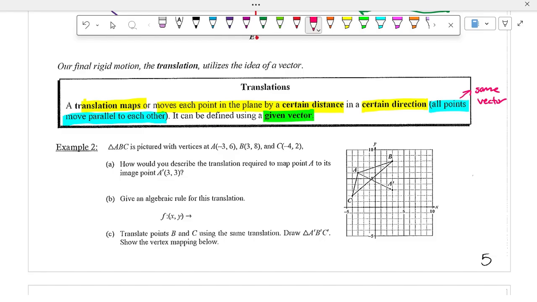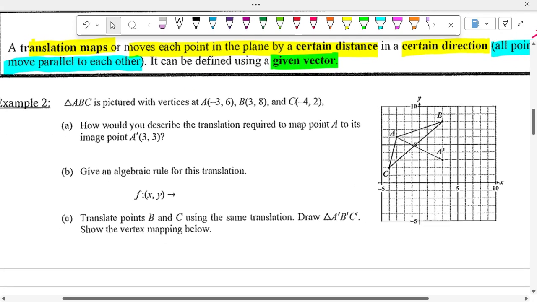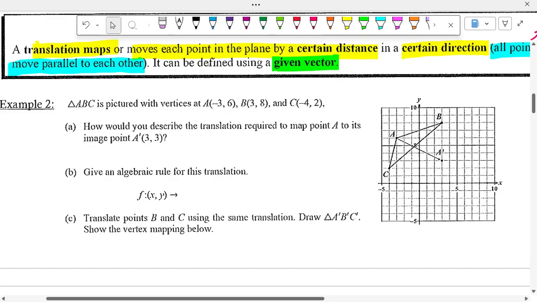So, how would you describe the translation required to map from point A to point A prime? They already drew the vector, but take a minute and figure out, counting wise, what you shifted to go from A to A prime. What direction did you go in and how many units?